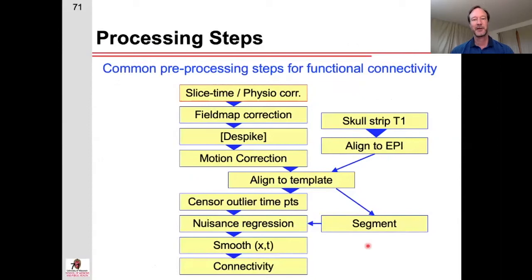Here I'm listing some of the common pre-processing steps for analyzing data and getting estimates of functional connectivity. These steps are very similar to what you would see for typical task-based fMRI studies. However, I'm just going to point out a few differences, in particular performing physiological noise correction and censoring outlier time points and performing nuisance regression.